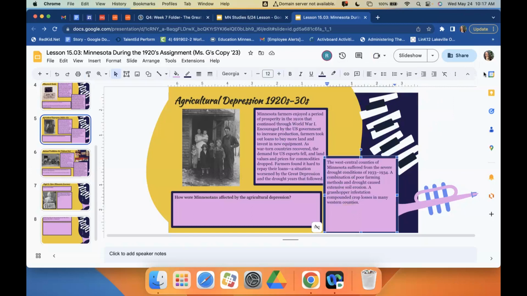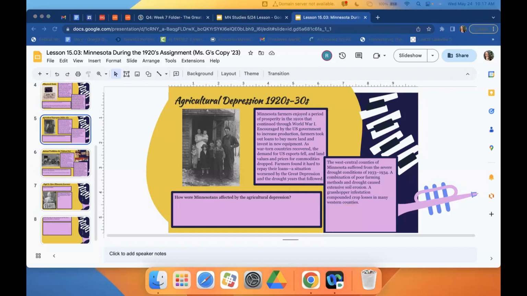Minnesota farmers enjoyed a period of prosperity in the 1910s that continued through World War I. Encouraged by the U.S. government to increase production, farmers took out loans to buy more land and invest in new equipment. As war-torn countries recovered, the demand for U.S. exports fell, and land values and prices for commodities dropped. Farmers found it hard to repay their loans, a situation worsened by the Great Depression and the drought years that followed.